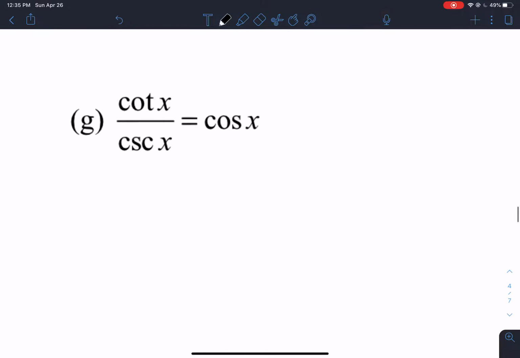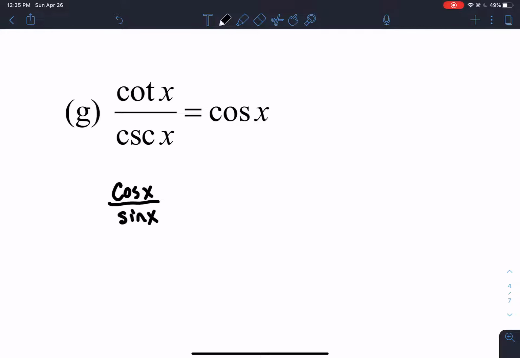So you got cotangent over cosecant equals cosine, all right? Sine and cosine again. So cosine over sine divided by 1 over sine. Okay, so if you simplify those out, cosine over sine times sine over 1, right? Sine's going to cancel. And we know that we have then just cosine. Okay, so that one's pretty easy.